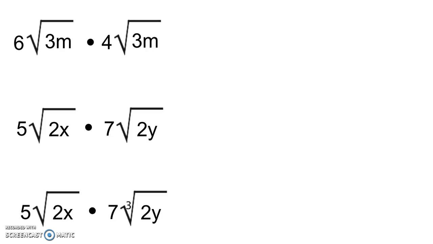Let's look at some multiplication problems. When we're multiplying, we don't need like terms. If you know that there's a number in front of a radical, the operation that's occurring is multiplication. So this is really just a long string of stuff being multiplied. And the rule is you multiply the stuff that's outside the radical together. So 6 times 4 is 24.